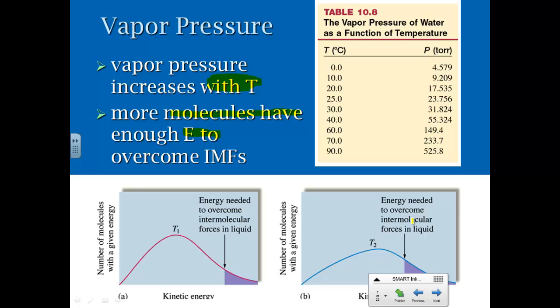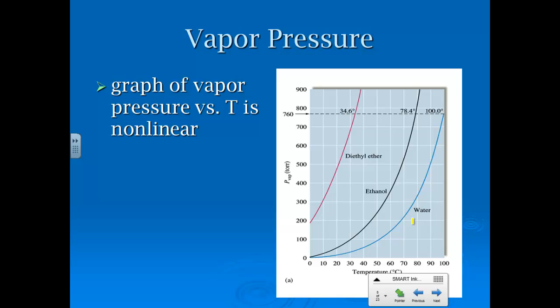Okay, vapor pressure will increase with temperature simply because you have more molecules that have enough energy to overcome the intermolecular forces. So if you increase the temperature, you're going to increase the pressure. That's also just kind of a gas law relationship that makes sense for vapor pressure.